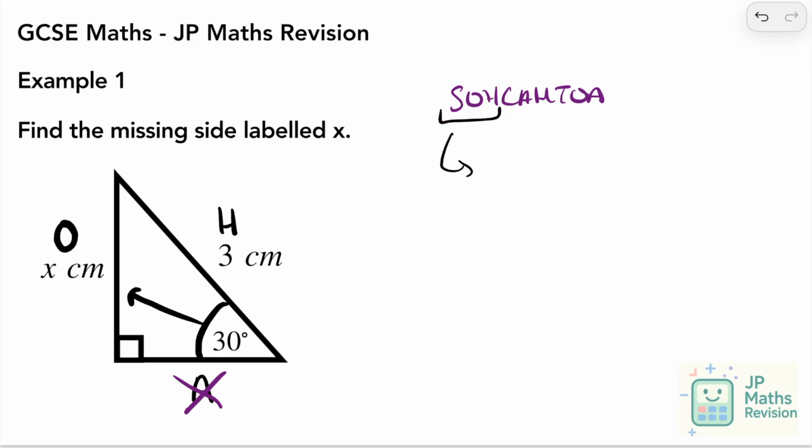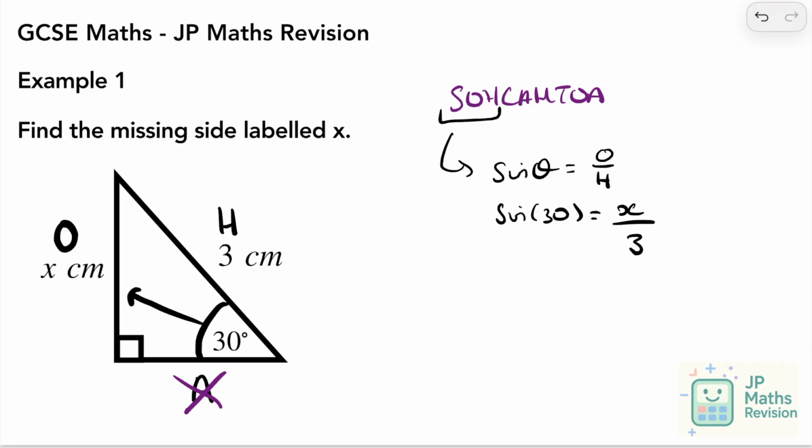So I'm going to write out what SO is. SO stands for sine theta is opposite over hypotenuse. And then I'm going to substitute in the values I know. Theta is the angle, so in this case, the angle is 30. So I have sine of 30 equals opposite, which is x, over hypotenuse, which is 3. So sine 30 is x over 3.